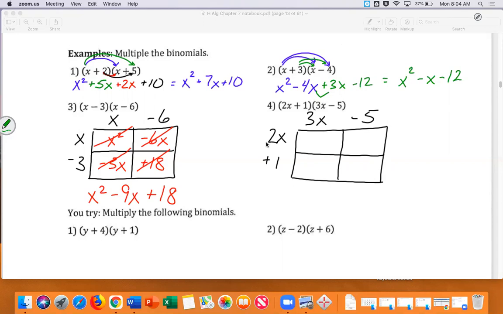Sophie, what's 2x times 3x? 6x squared. Mackenzie, what's 2x times -5? -10x. Very good. Angela, what's 1 times 3x? 3x. Very good. Mrs. Potts, what's 1 times -5? -5. Yeah, there we go.